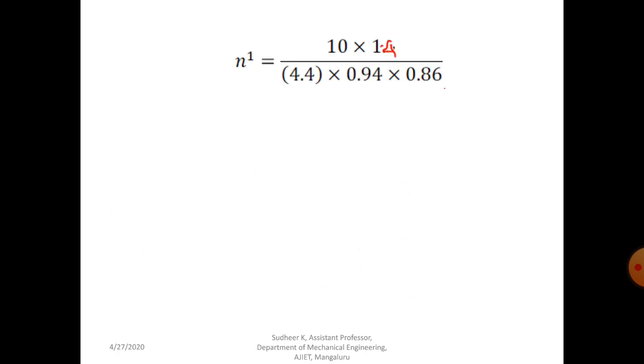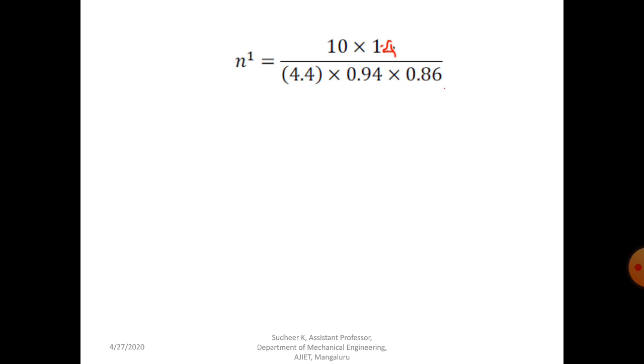Now you have to calculate n dash. In your notes there is a small correction, so you have to consider this as 1.4. Given power is 10, you have to multiply with the KS service factor, that is 1.4, divided by the power capacity of C cross section, that is 4.4 kilowatt. You have to write in terms of kilowatt here also, into KL, the length correction factor, that is 0.94. Similarly the arc of contact correction factor, that is 0.86.